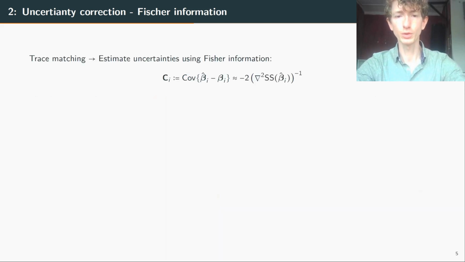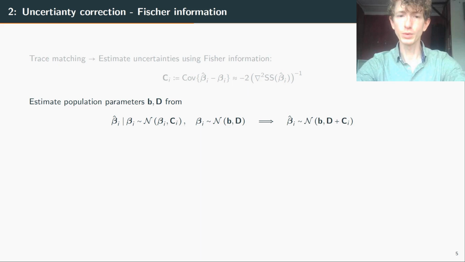When parameter estimates are produced using trace matching, we can approximate each error matrix C_i using the observed Fisher information matrix, or minus the Hessian of the sum of squares, which involves parameter sensitivities of the ODE solution. Next, we infer the population parameters. Conditional on the true parameter values, their estimates are distributed with mean beta_i and covariance matrix C_i, while the true parameters follow the unknown random effects distribution. This implies the estimates have covariance matrix D plus C_i, which leads to a likelihood that can be maximized to recover B and D.